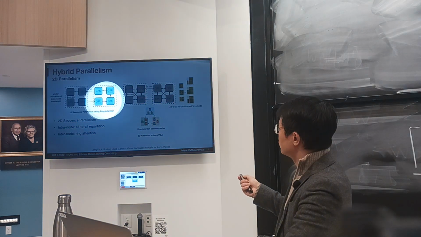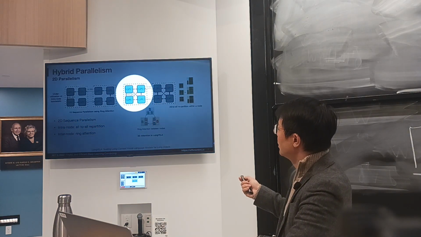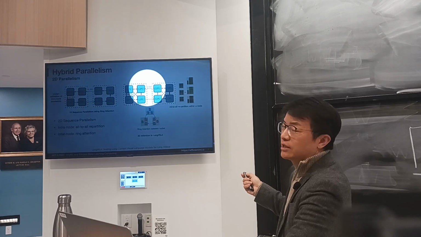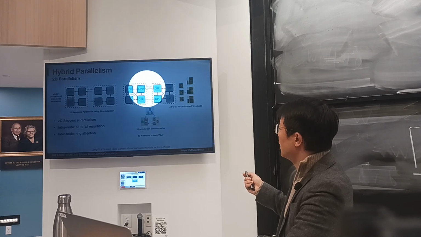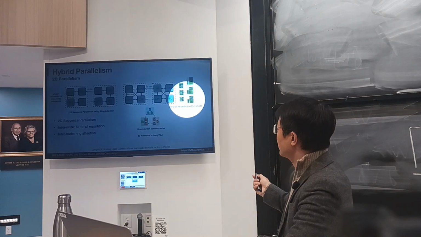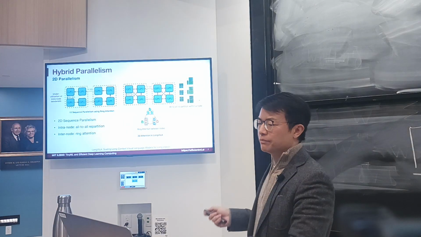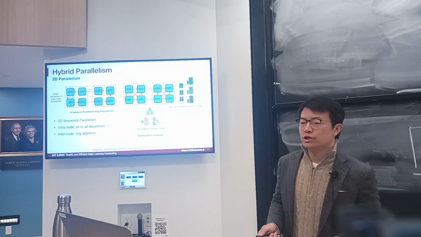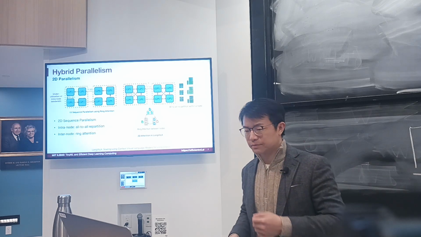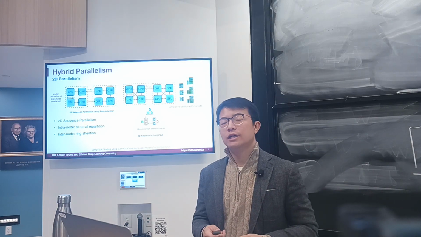We can perform such 2D attention. Within the node, we can perform all-to-all communication using the Ulysses approach. And between the nodes, we can use ring attention, which has lower bandwidth. So we are using ring attention between the nodes and all-to-all repartition within the node, the all-to-all repartition we talked about in the last lecture. In this way, we can fully exploit the high bandwidth within the node and the lower bandwidth between the nodes. So this is 2D sequence parallelism.